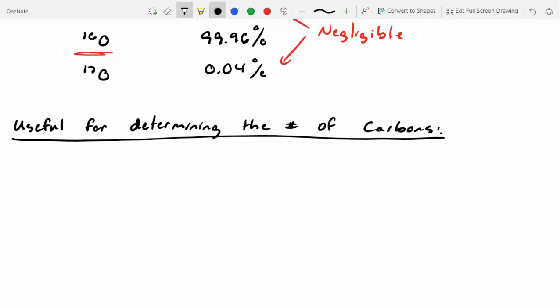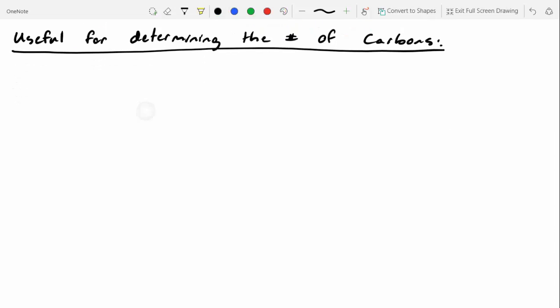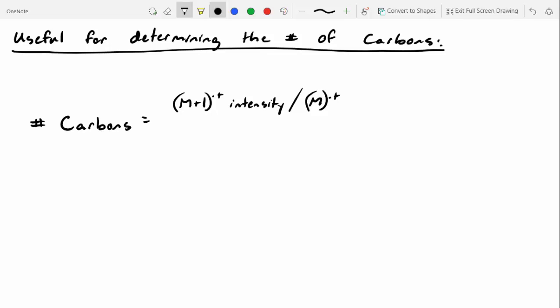And in order to do this, we have to use some math. I'll show you guys the equation we use. The number of carbons we have in our sample can be found by taking our mass plus 1 intensity and we divide that by our molecular ion intensity. And we take this ratio and we multiply it by 100.